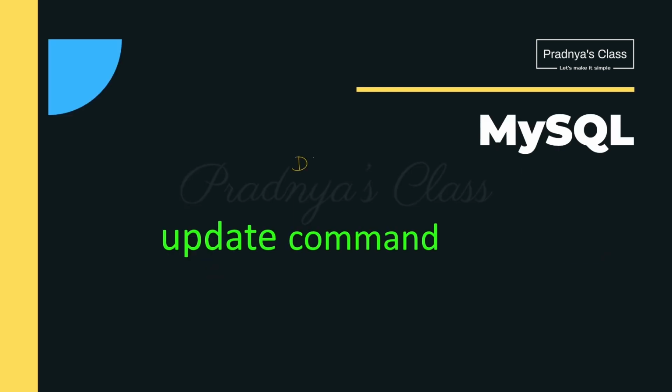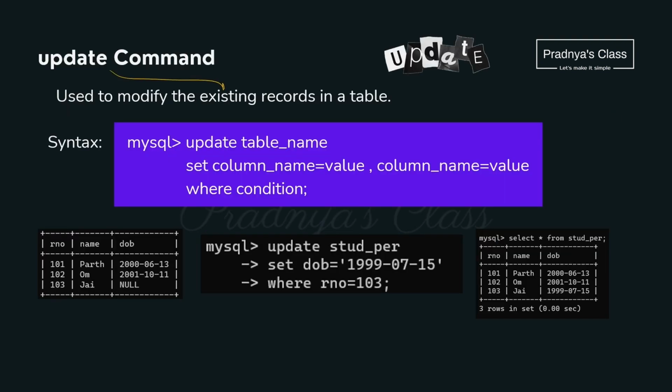Here is the second DML command, that is update. The update command is used to modify an existing record in the table. If you want to edit some record, you can do that with the update command. Look at the syntax. Update table name. Then we will be writing the clause set. With the set clause, we need to mention the values which we need to update. The where condition is optional. If you have one, you can write it, otherwise you can skip it.